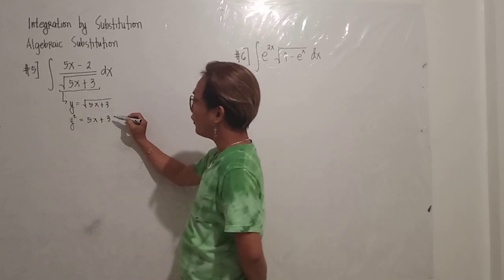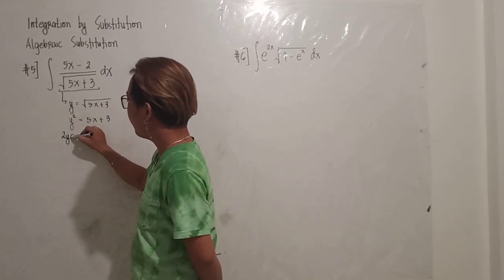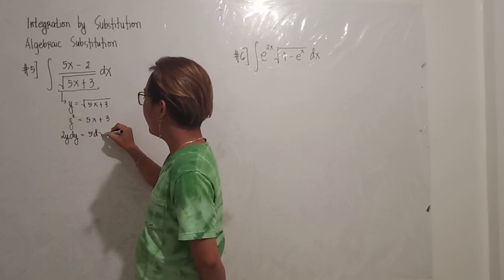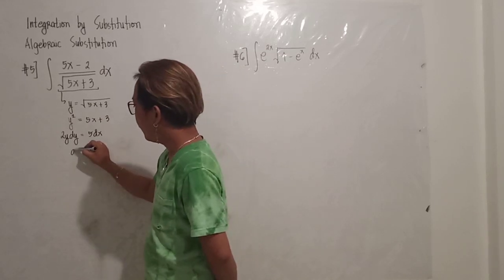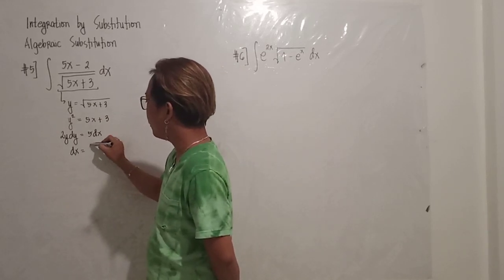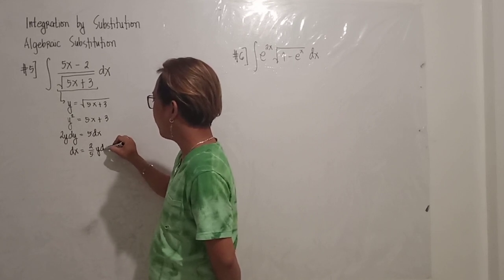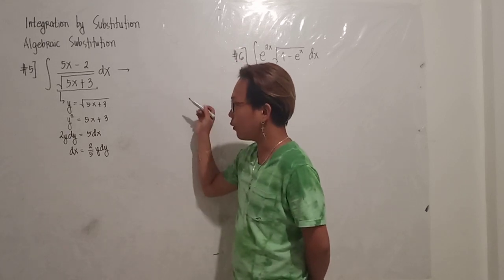Then taking the derivative of this equation, you will now have 2y dy equals 5 dx. So you will now have dx is equal to 2 over 5 y dy. So you have to transform this equation in terms of y.